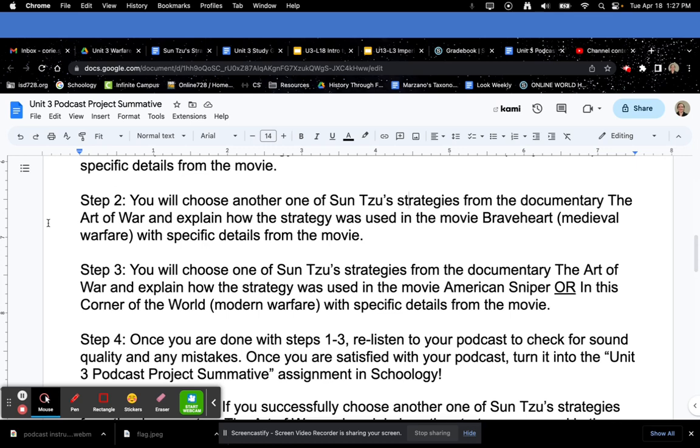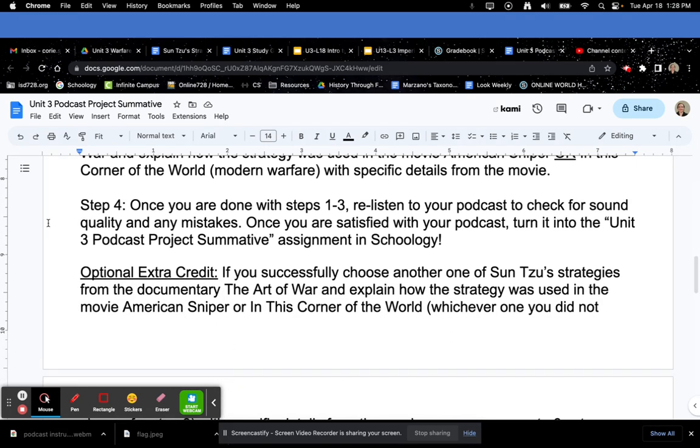Step 3. You will choose one of Sun Tzu's strategies from the documentary, The Art of War, and explain how the strategy was used in the movie American Sniper or In This Corner of the World, Modern Warfare, with specific details from the movie. Step 4. Once you are done with steps 1 through 3, re-listen to your podcast and check for sound quality and any mistakes. Once you're satisfied with your podcast, turn it into the Unit 3 Podcast Project Summative assignment in Schoology.